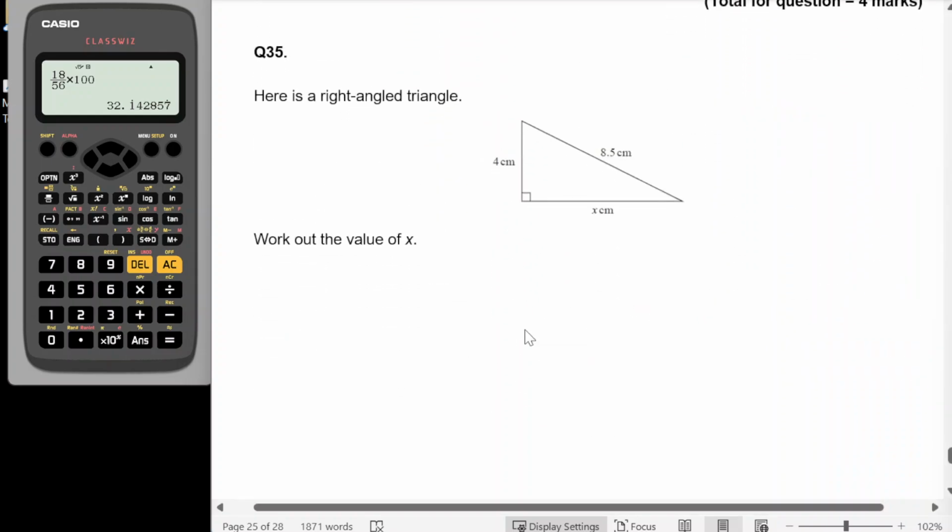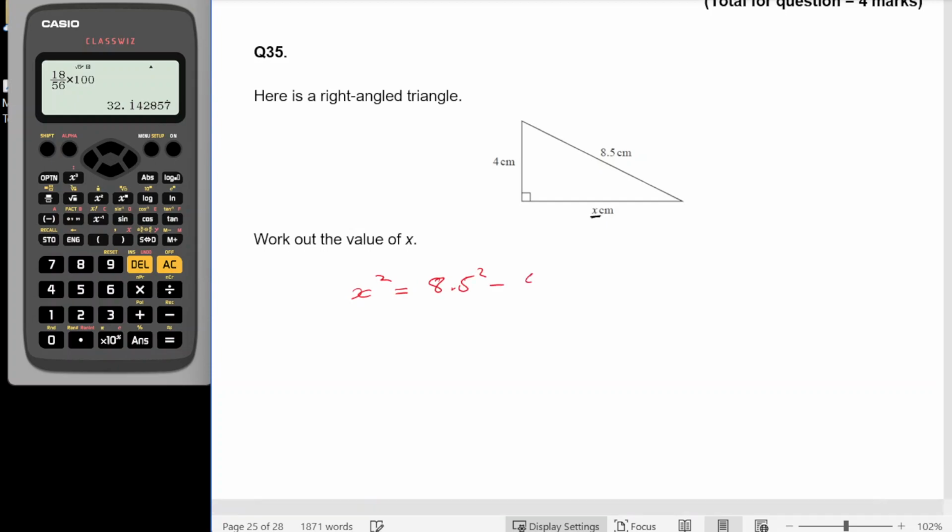And question 35, we've got a right angle triangle, work out the value of x. So right angle triangle is either going to be Pythagoras or trig. If we look, this question involves 3 lengths, so it's going to be Pythagoras. So I'm trying to work out a shorter side, so I'm going to say x squared is going to be equal to, because it's the shorter side, the longer side squared minus the known shorter side squared.